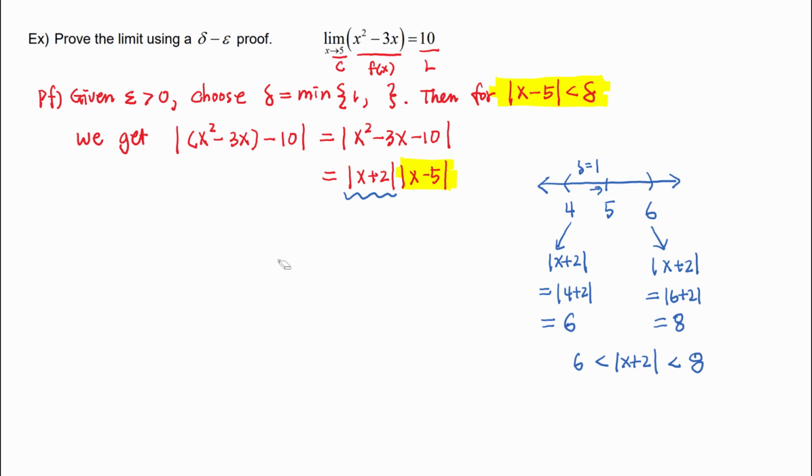But remember, the next step is to call this either less than 6 times delta or 8 times delta, and we're going to set that equal to epsilon to see what the delta has to be. But we want the smaller delta of the two. So your delta could be either epsilon divided by 6 or epsilon divided by 8. Which one is smaller? Epsilon divided by 8 is smaller, right? And we want the smaller delta. And I will show you right now why.